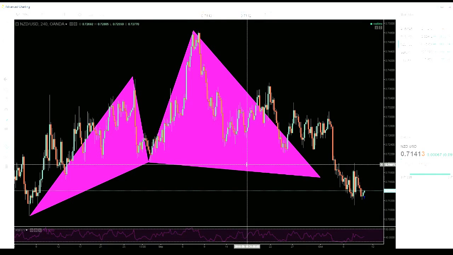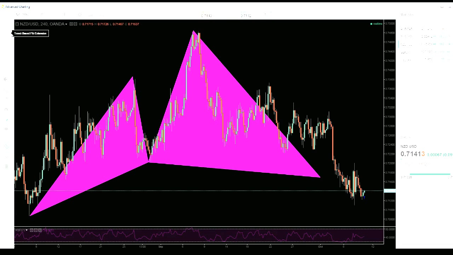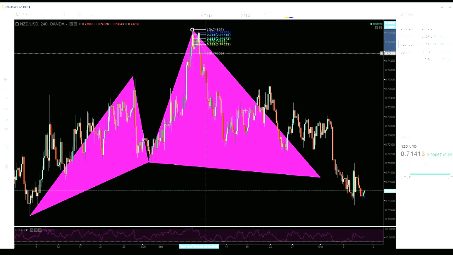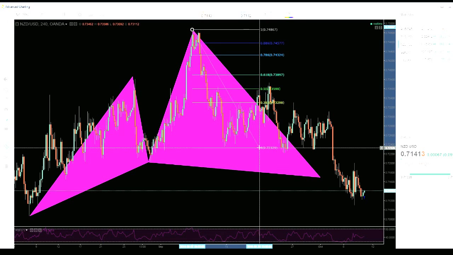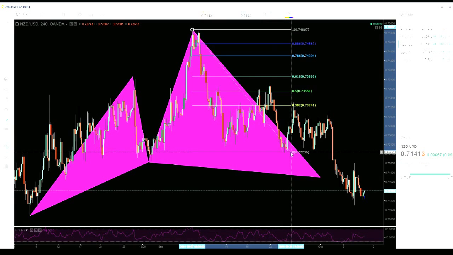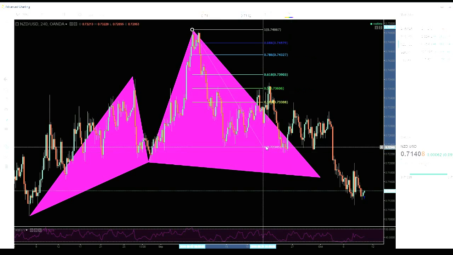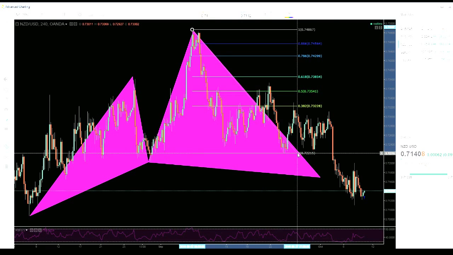can you see the other one? There is another potential Cipher setting up if price can actually rally. X to A. Can you take it from there? You could take it from here too, but I'm using this lower low right here. You could take it from here if you wanted to, but I'm going to take it from right here.